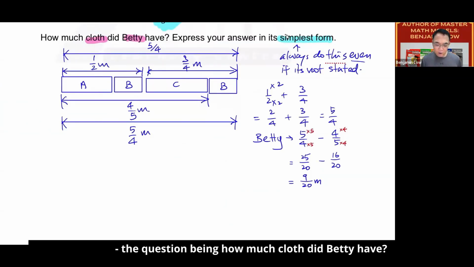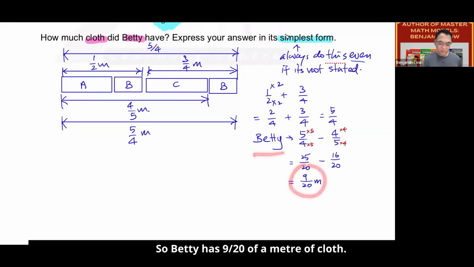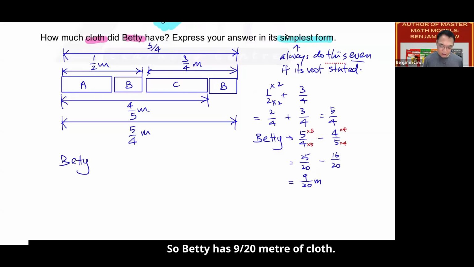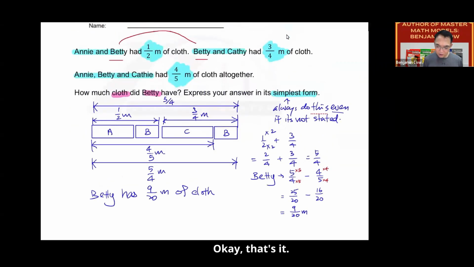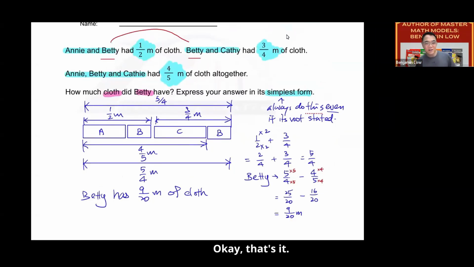So we have the answer. The question being, how much cloth did Betty have? Betty has 9/20 meter of cloth. Okay, that's it. That's how we do it.